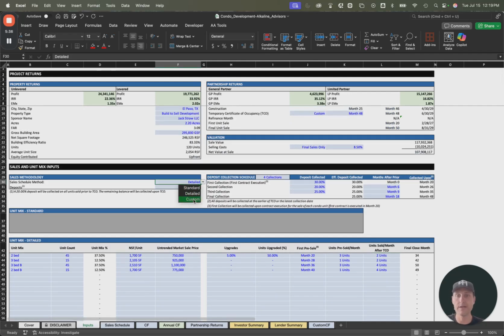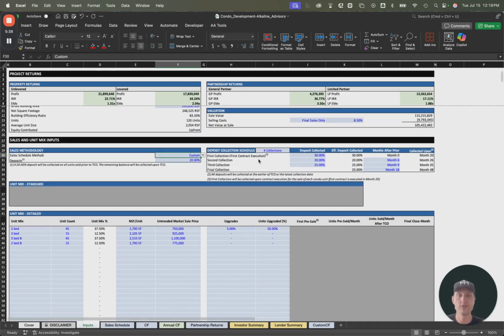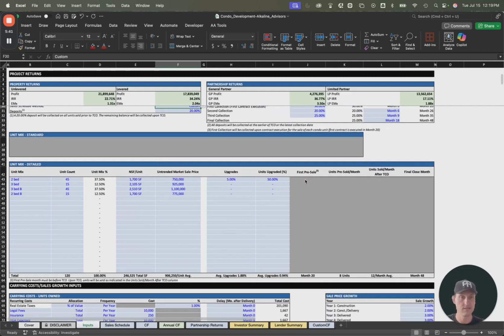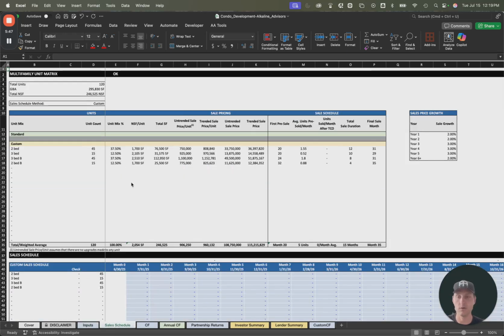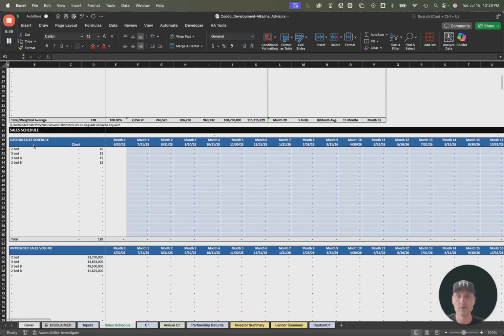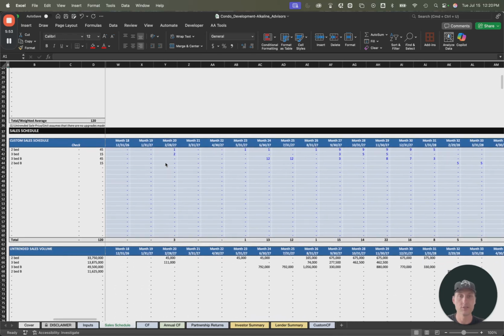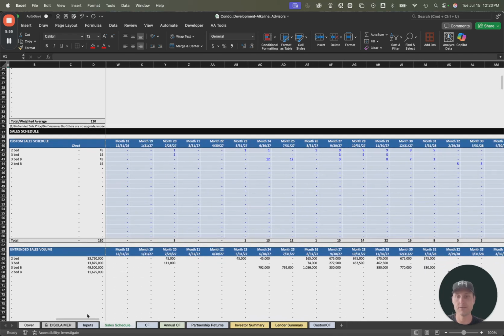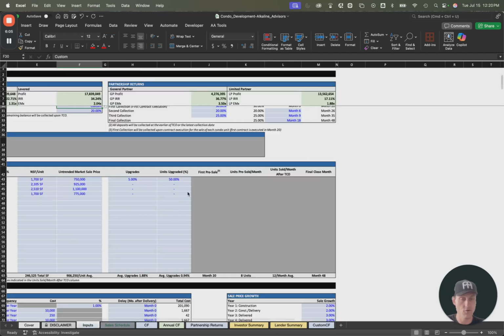And finally, we can choose custom. If we choose custom, you'll see this pre-sale section on the inputs tab is grayed out. And we can go to the sales schedule, and you'll see we have this custom sales schedule built out over here. Now, just so you can see, if we go back to inputs, what will happen is if we toggle anything other than custom, this custom sales schedule will be grayed out.